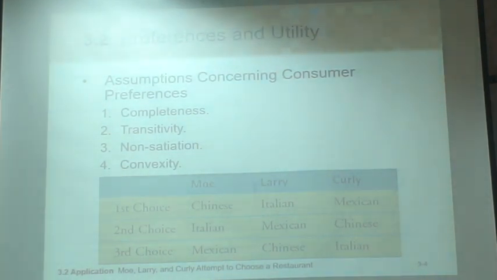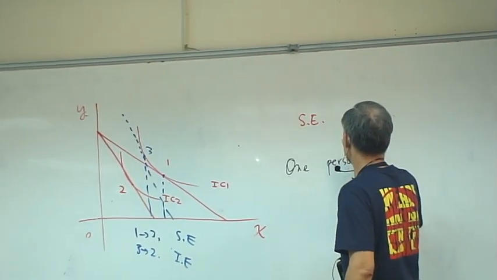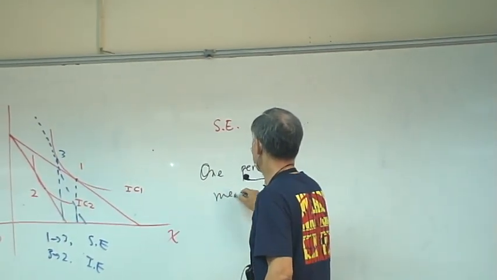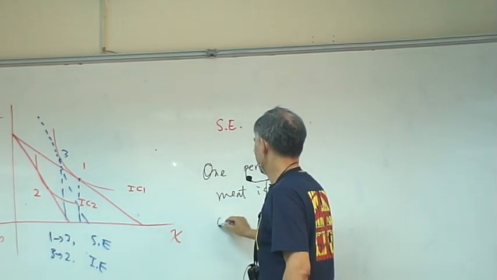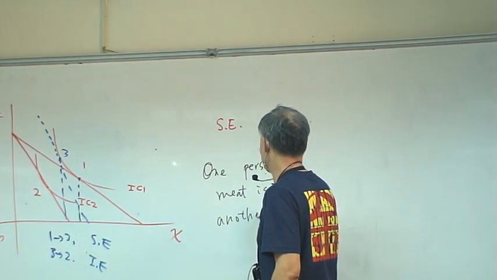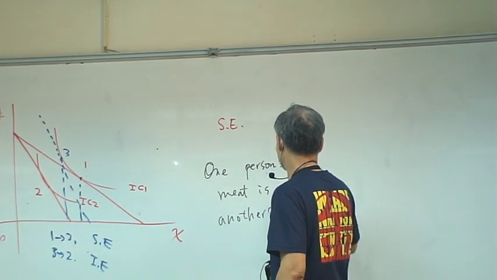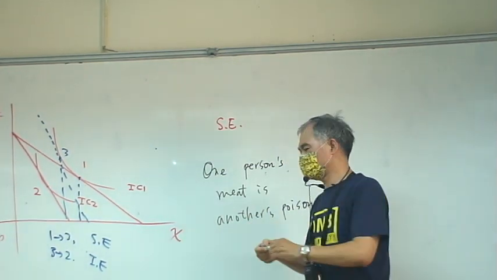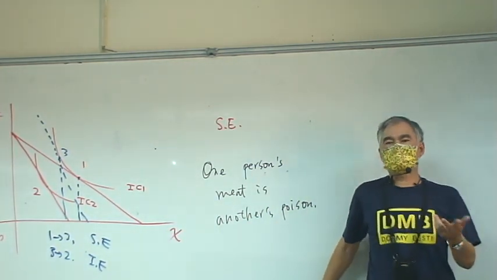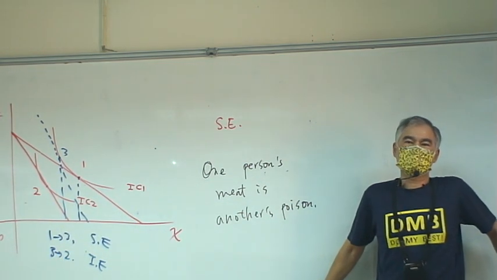There's a saying: one person's meat is another's poison. So that means comparing utilities across people really doesn't make sense.